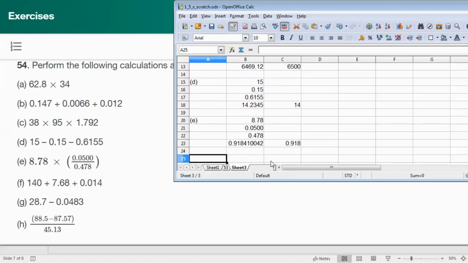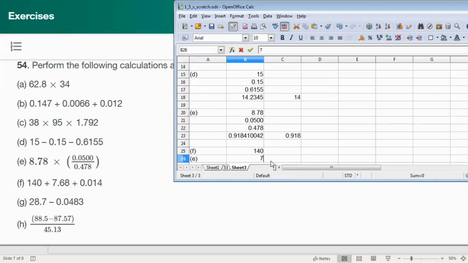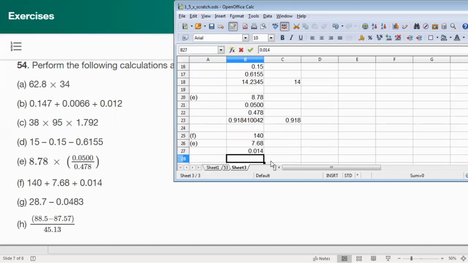I just used the wrong, I got it out of order. So I have 140, 7.68, and 0.014. And we're going to add all these numbers up. We could do that with a quick sum. And the number with the least number of digits after the decimal point has zero digits after the decimal point. So if we do our rounding, the answer should be 148.